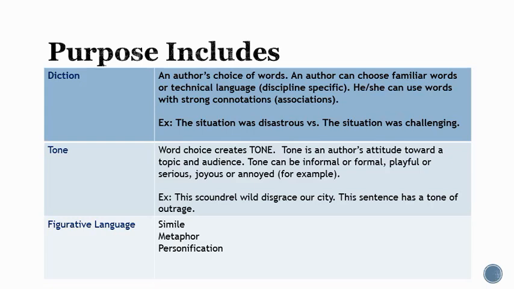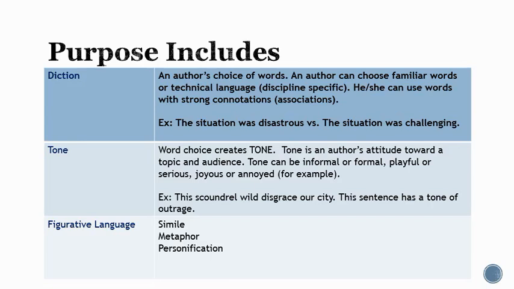An author can also use words with strong connotations or meanings that appeal to a reader's senses or emotions. An example of diction is the situation was disastrous versus the situation was challenging. The choice in words in these two sentences makes the sentence vary quite a bit. Disastrous has a whole different meaning than the word challenging. Authors choose words carefully.